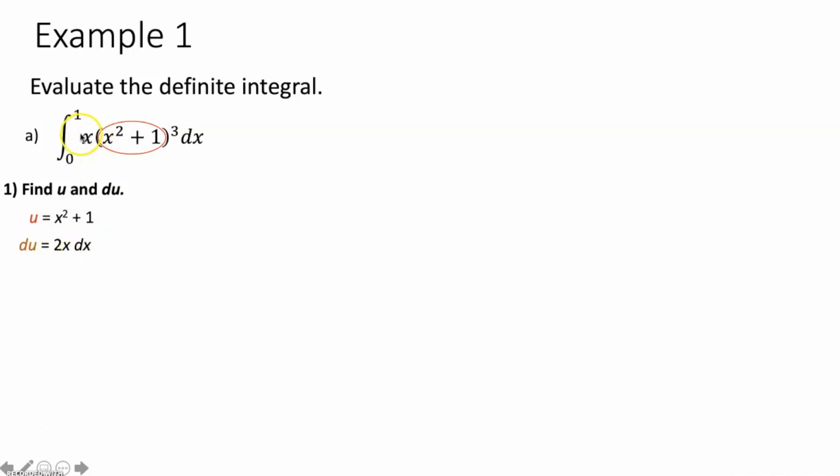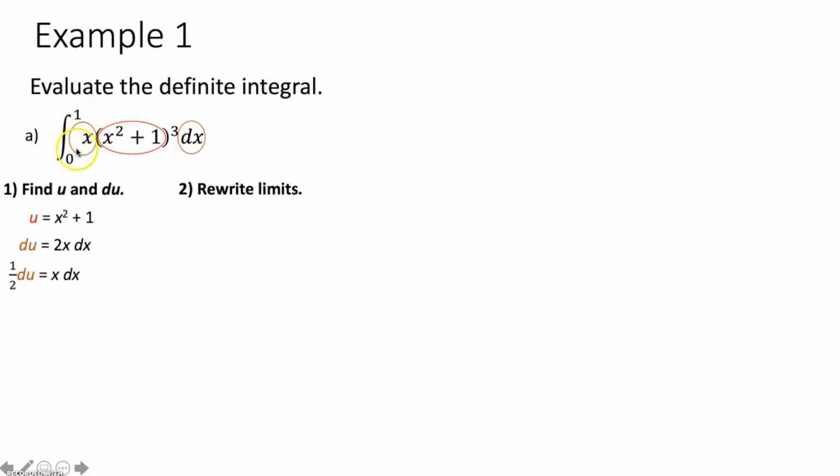And we look at the problem. There is an x and a dx, so that takes care of that. However, there's no 2. So when that happens, you have to take this constant, divide it to the other side of the equation, and you get 1/2 du is equal to x dx, because we can only substitute in for exactly what's there. So now that we have u equal to x squared plus 1 and 1/2 du equal to x dx, we can rewrite our limits of integration.